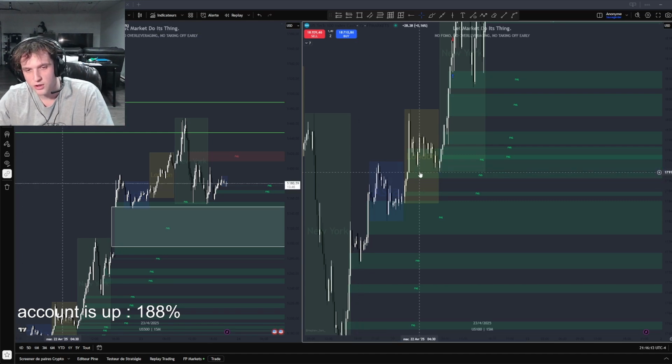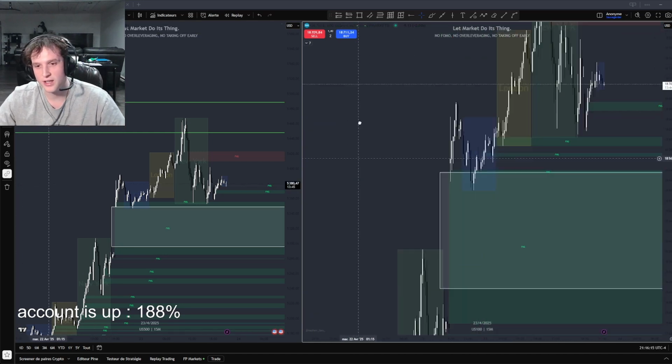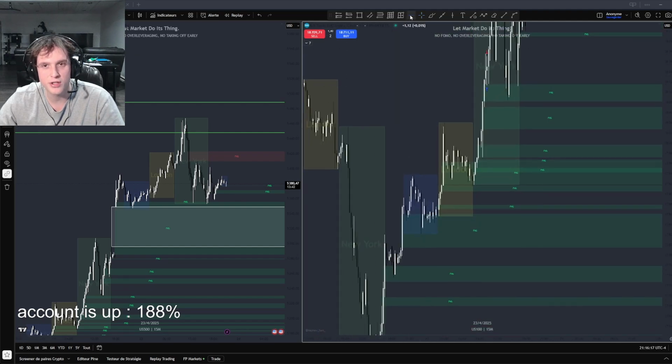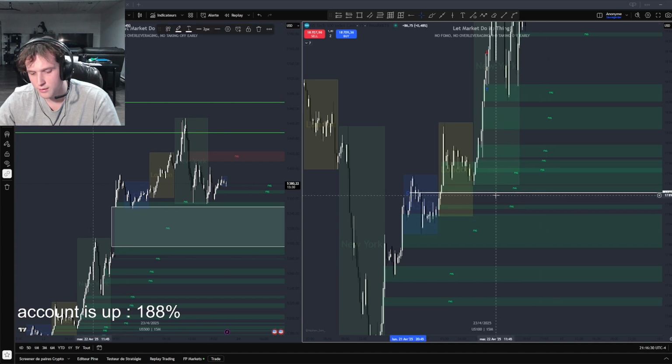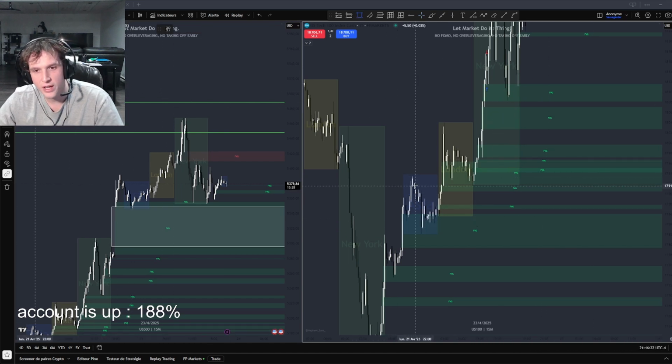So your breaker block, technically, should be just the order block that failed. So realistically, it should be this here. This here. Okay? But I use the whole candle like this. Okay.